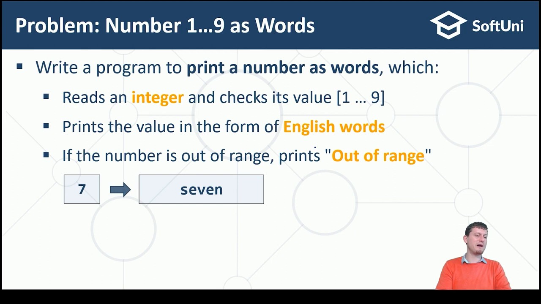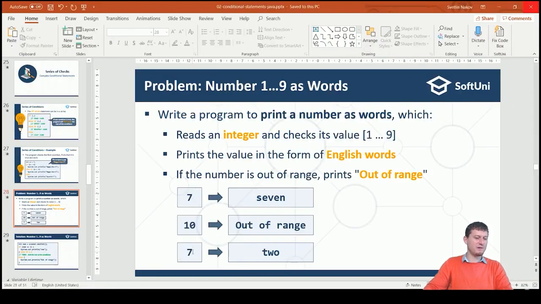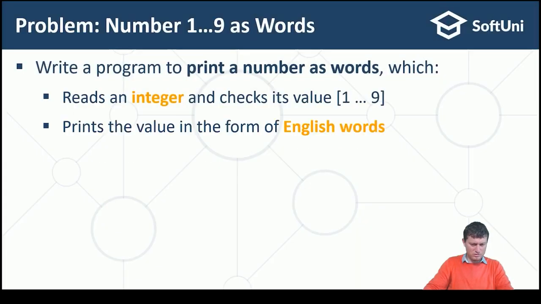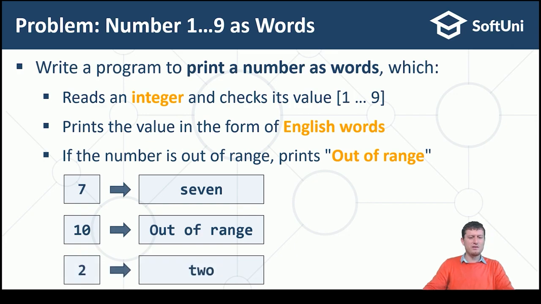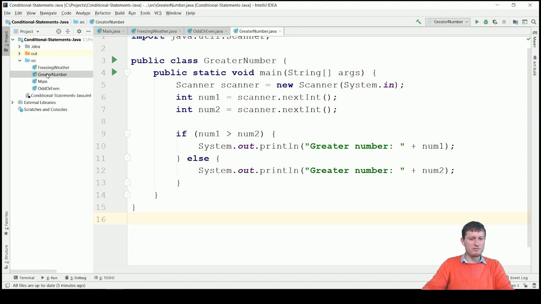Here are some examples. We have 7 as a digit, as a number. This is the input, and the output is this text, 7. If we have 10, it's out of range. If we have 7, it's not 7, it's 2. It's a bug in the slides. If we have 2, the output is 2. So this is how this works, number as words.